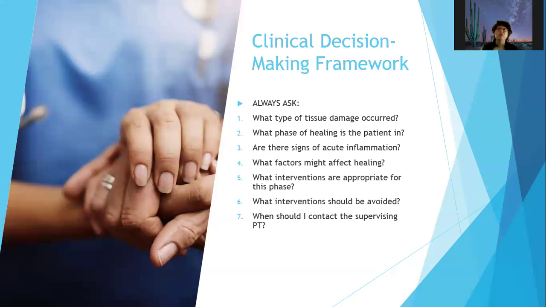We always want to know when we're dealing with inflammation, what type of tissue damage occurred, what phase of healing the patient is in. Are there signs of acute inflammation? If so, we need to back off a little bit, probably with our interventions. What factors might affect healing, either to impede it or to promote it? What interventions are appropriate for the phase that they're in, and what interventions should be avoided? And when should I contact the supervising PT or the physician? So very important things to think about when you are approaching someone experiencing inflammation.